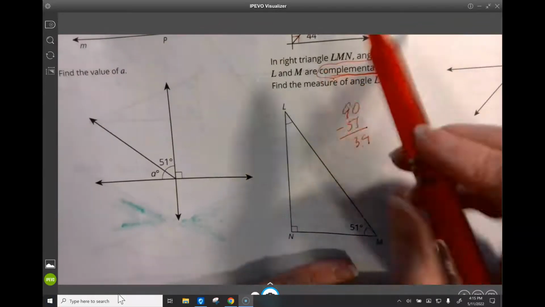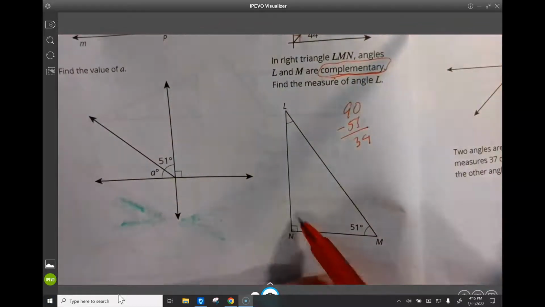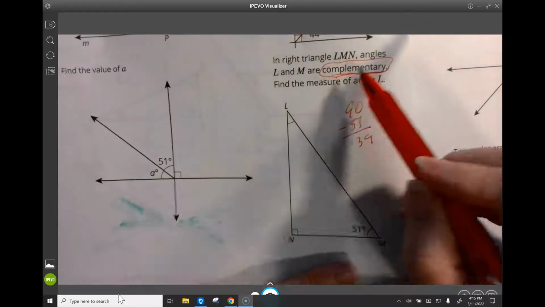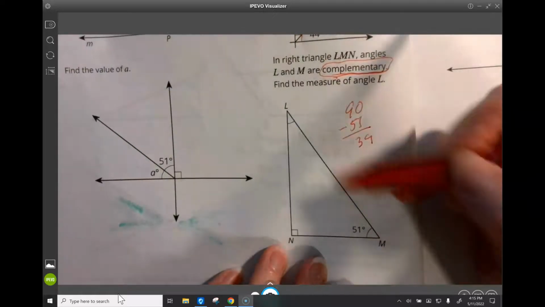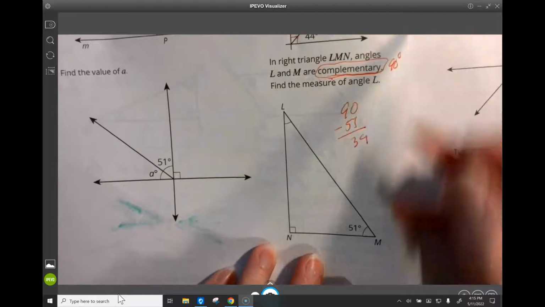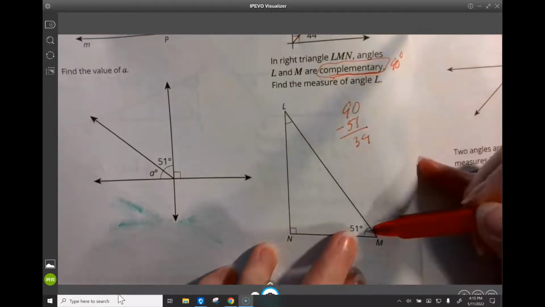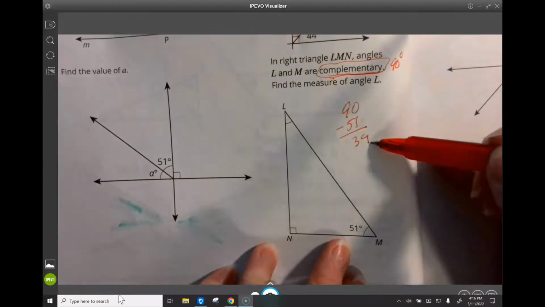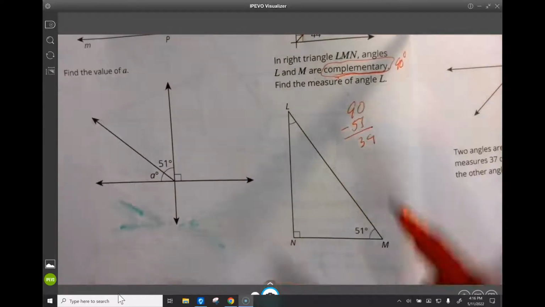So, first thing I did is I said, hey, it's a right triangle. But the angles are complementary, so it's telling me that L and M are complementary. And I know if they're complementary, they're 90 degrees. So I took 90 degrees, subtract off the 51, and I got 39. Okay, let's see what my partner did.